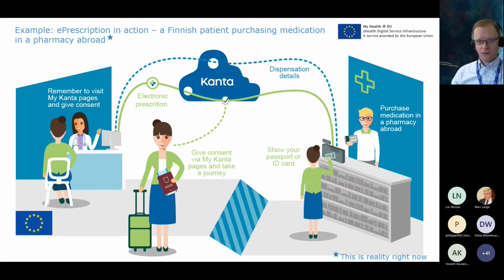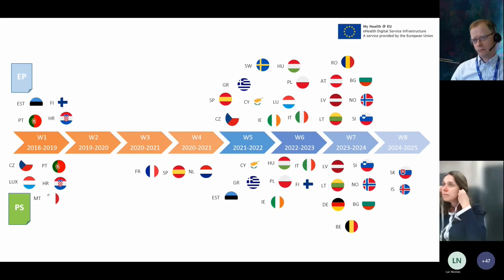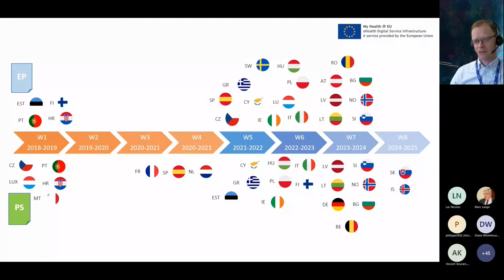And this is functioning at the moment, so it works currently in Estonia, in Portugal, in Croatia. In these countries, you can purchase medication on the Finnish prescription. But we want, of course, to expand to further countries, and this is a roadmap, as I would call it. It's not very precise, but you can see the big blob of countries joining rather soon. Some of them have joined already, you can see them as well. And then in wave 6, wave 7, 2022 to 2024, we'll have many countries joining or expanding their services, and then the rest of the countries follow in 2024-25.